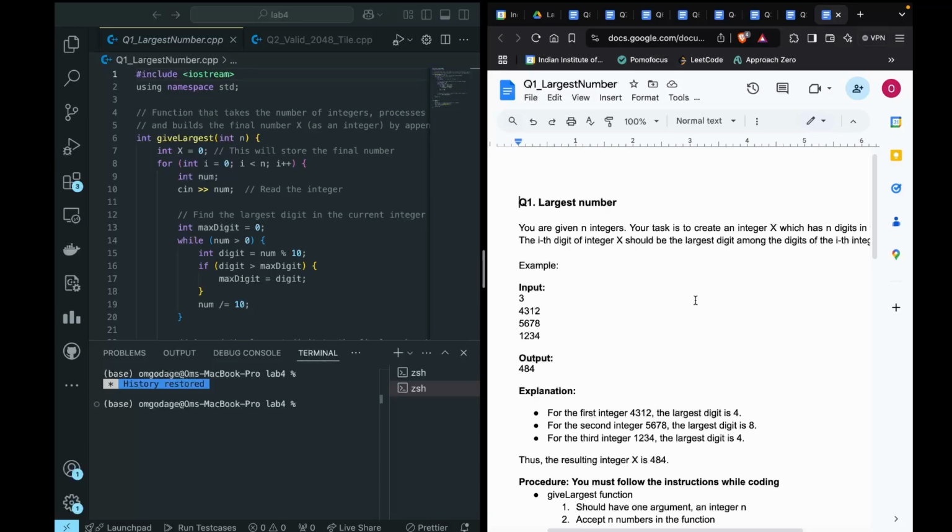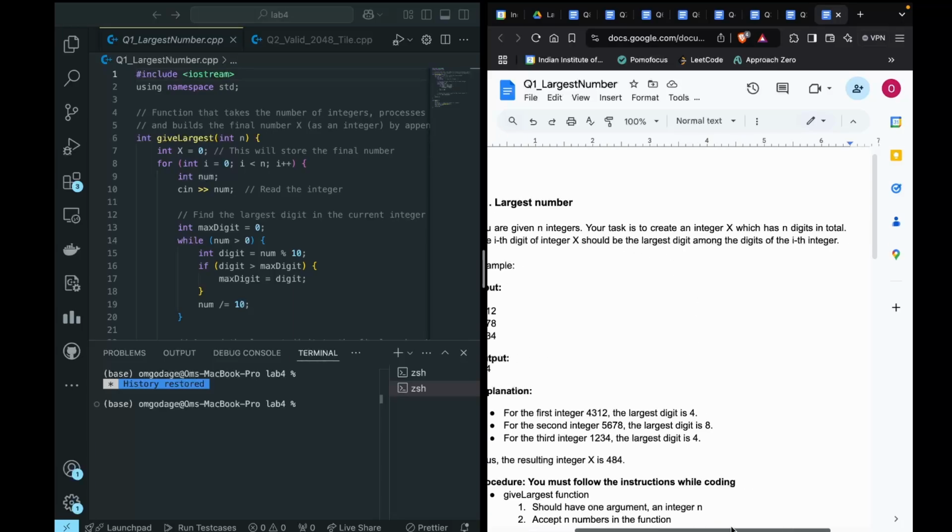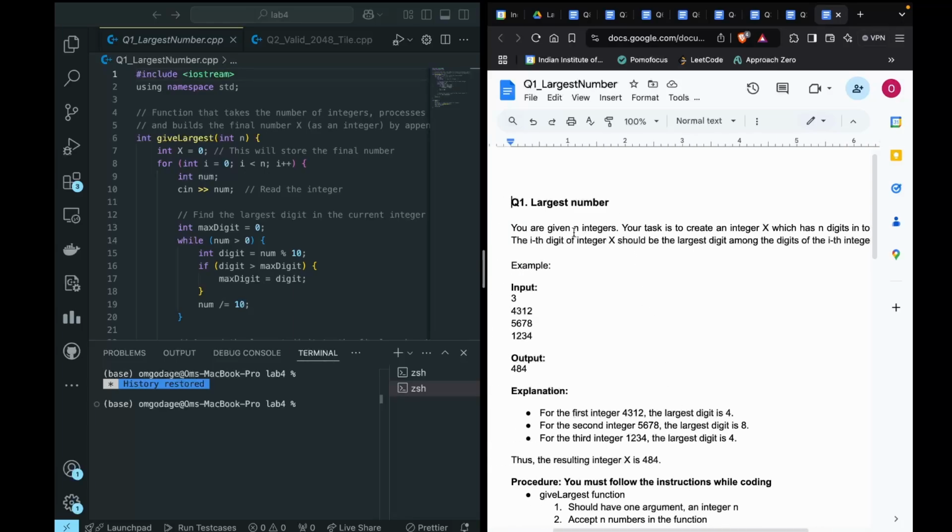So the first question was largest number. You are given n integers, and for each integer you need to pick the digit that is the maximum out of all its digits. So over here it's 4, over here it's 8, and over here it's 4. And then the first number will give you the first digit, the second number will give you the second digit, the third number will give you the third digit, and so on and so forth. And then you have to print this big number at the end.